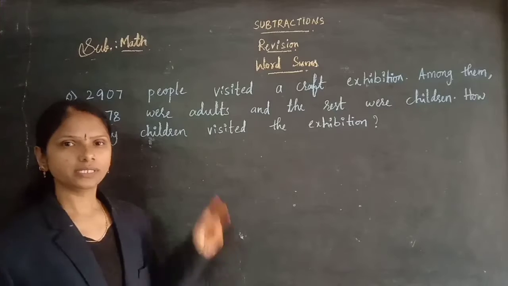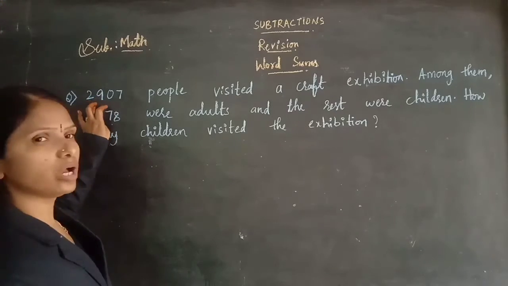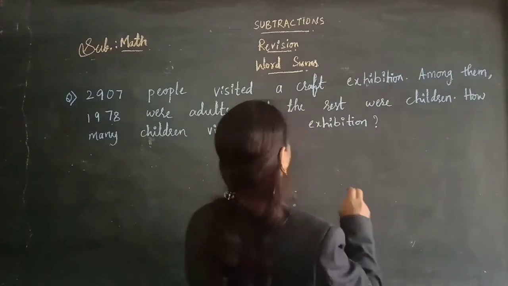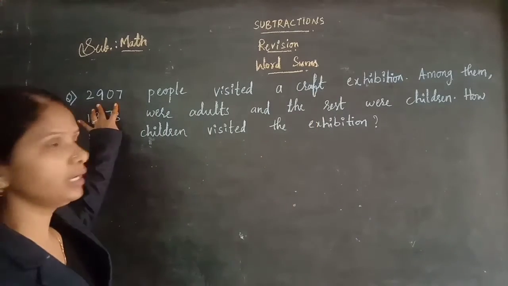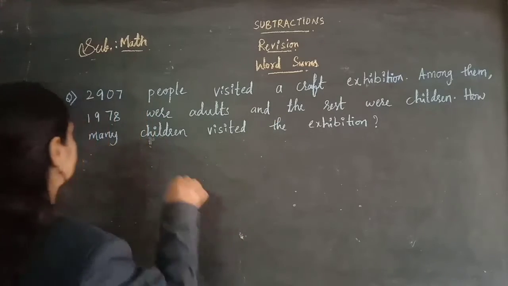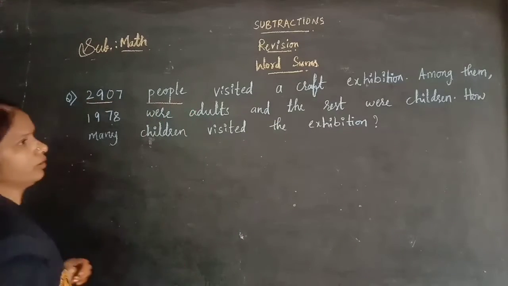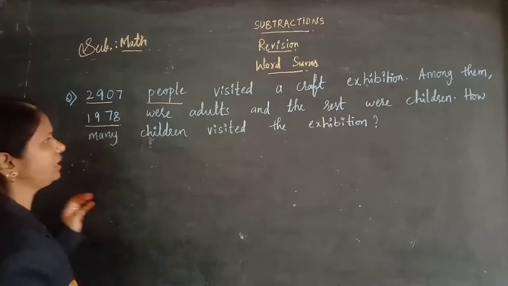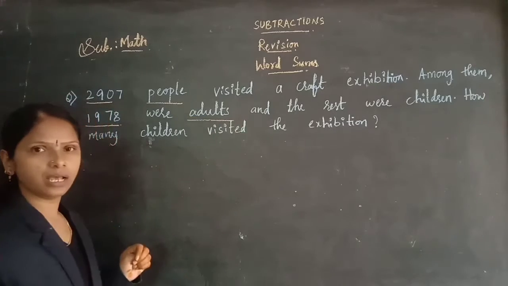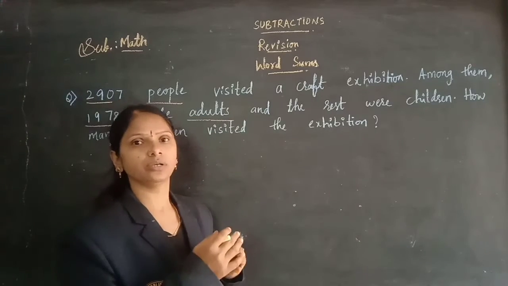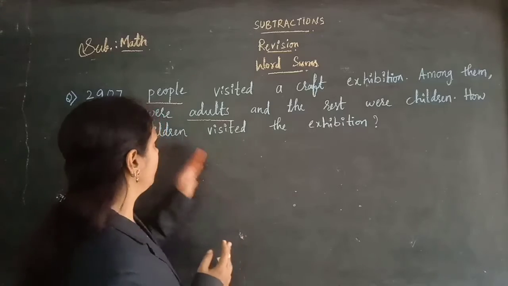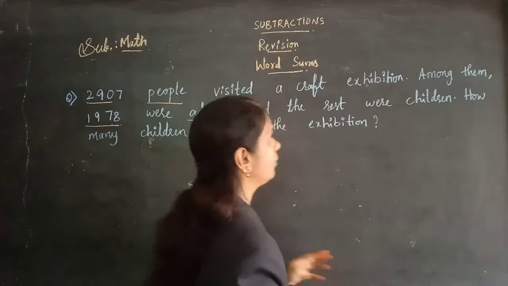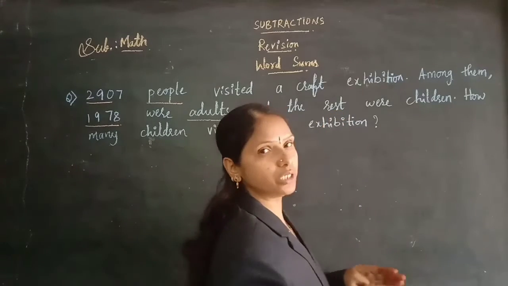Yes, have a look at this problem, children. 2,907 people visited a craft exhibition. These many members visited a craft exhibition. And among them 1,978 were adults. Adults means the persons like my parents, big persons. And the rest were children, it means the remaining were children.